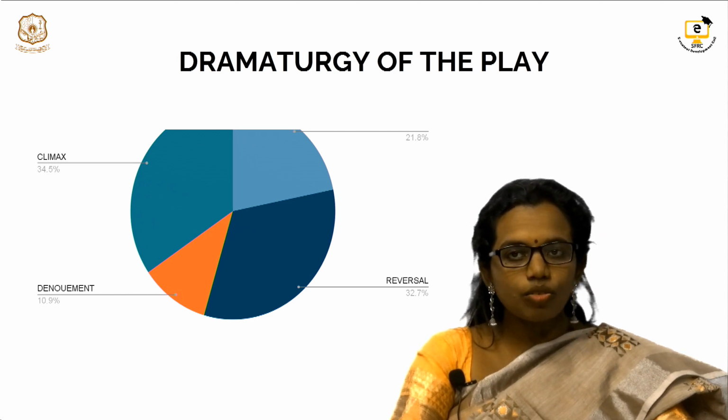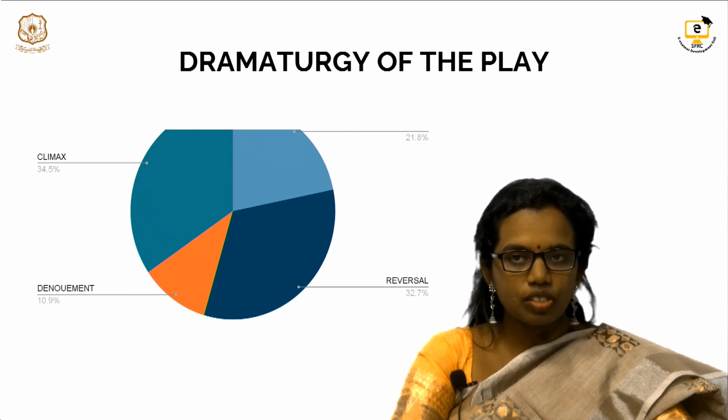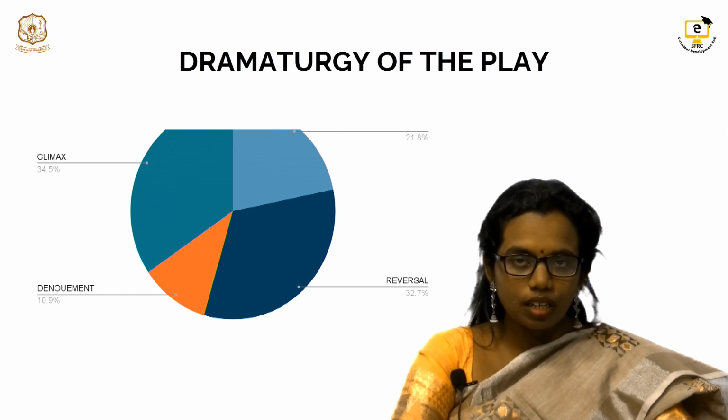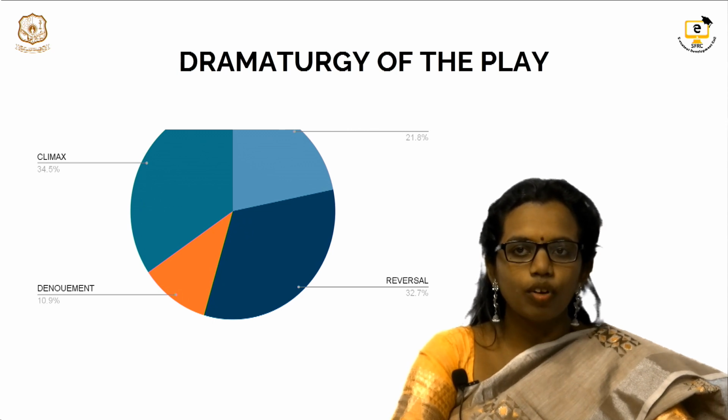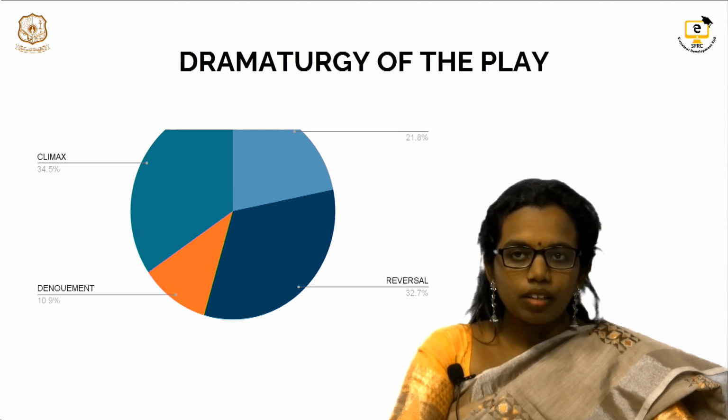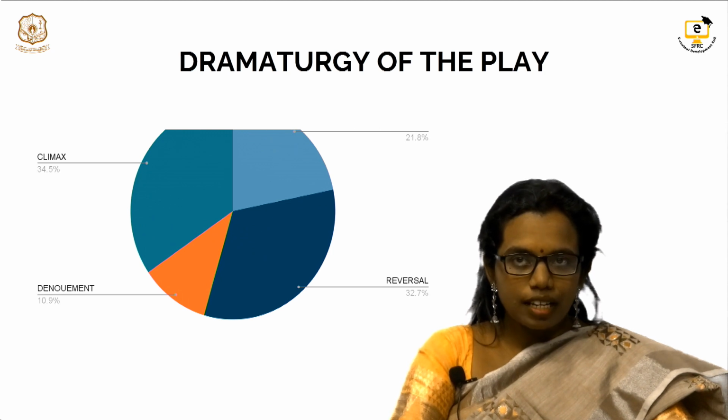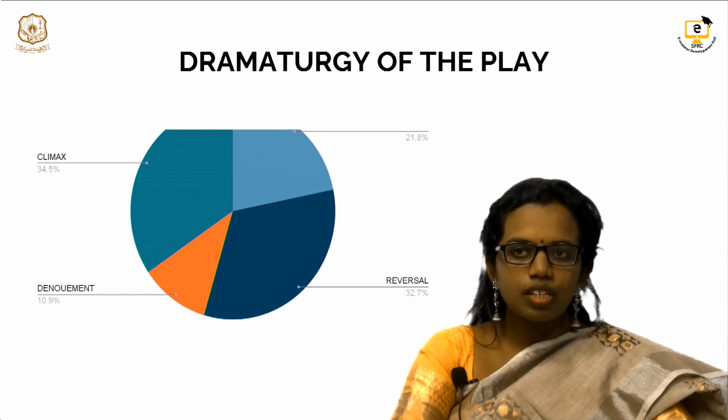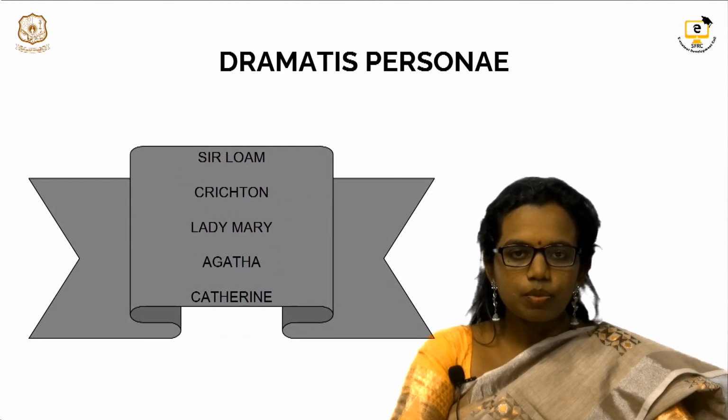So, in continuation of the previous lecture, in which the storyline was discussed in detail, in today's lecture I am analyzing the dramaturgy, the plot and the characterization of the play. The 4 acts of the play, as I said already, are exposition, unraveling, climax, and denouement. Now, the following are the significant dramatis personae in the play.